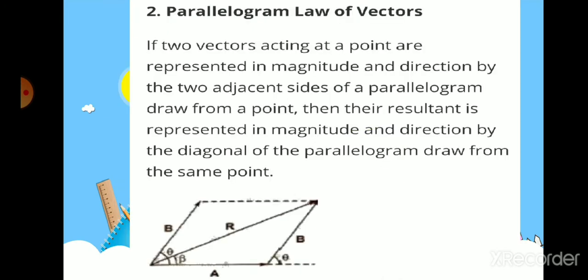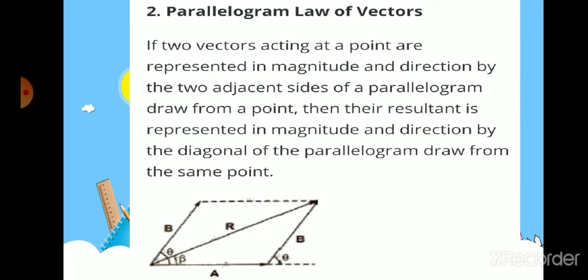The second law of vector addition is the parallelogram law of vector addition. You all are familiar with a parallelogram. If two vectors acting at a point are represented in magnitude and direction by the two adjacent sides of a parallelogram drawn from a point, then their resultant is represented in magnitude and direction by the diagonal of the parallelogram drawn from the same point. Just refer to the figure.